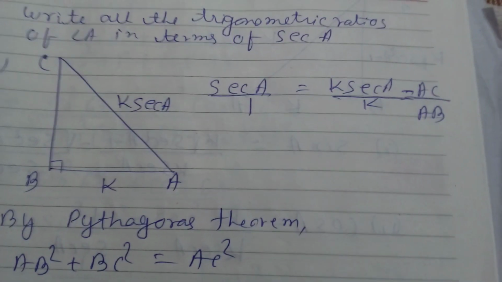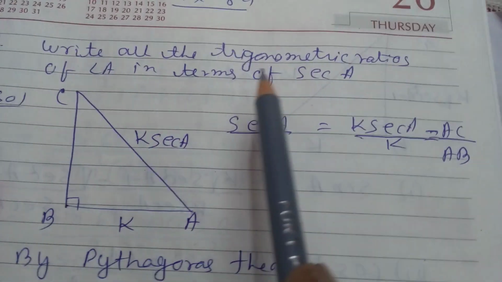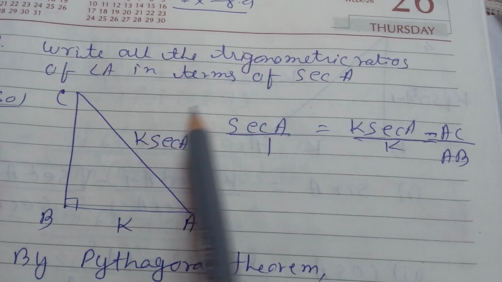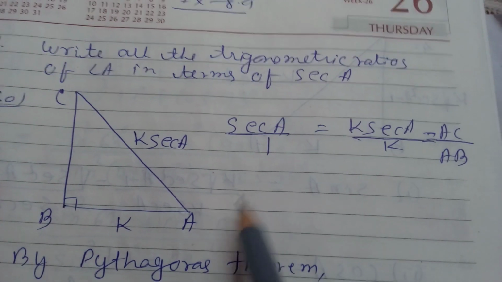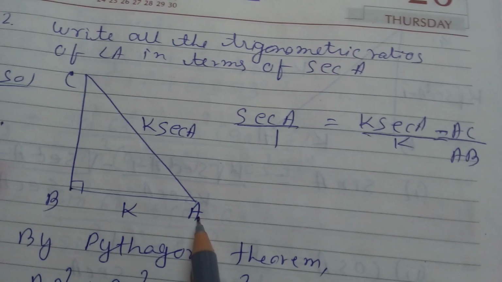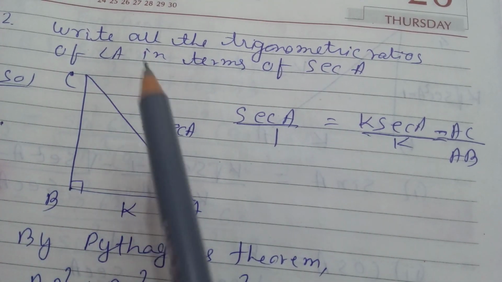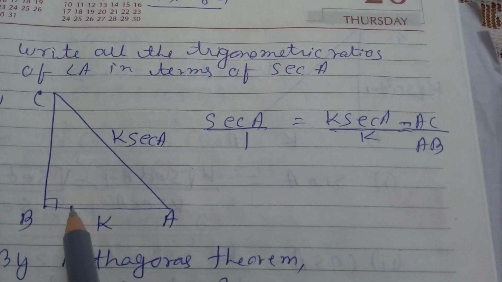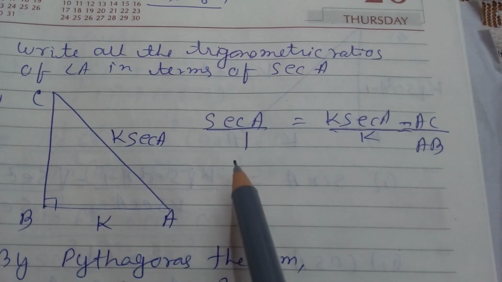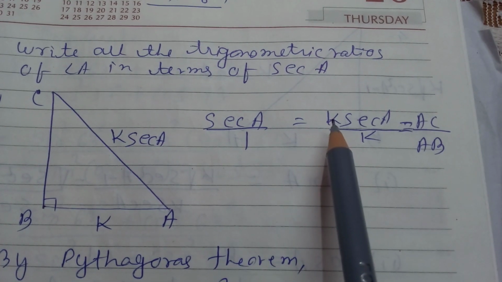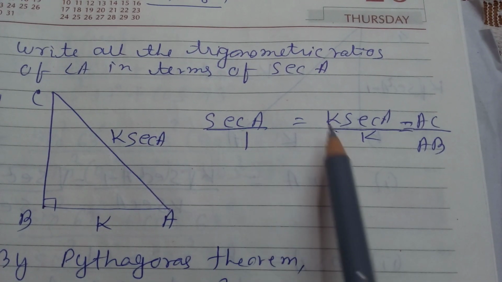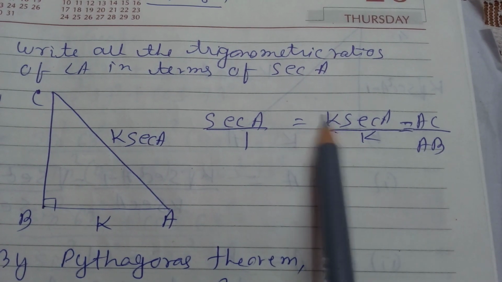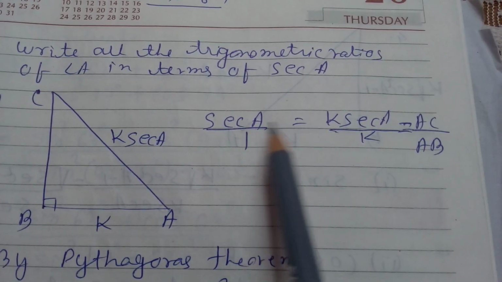Question number 2. Same type of question. Write all the trigonometric ratios of angle A in terms of sec A. Same here, you write angle A, ABC is a right triangle where angle B equals 90 degrees. Sec A means sec A by 1. You can write it this way: numerator and denominator multiplied by k. So k sec A by k.